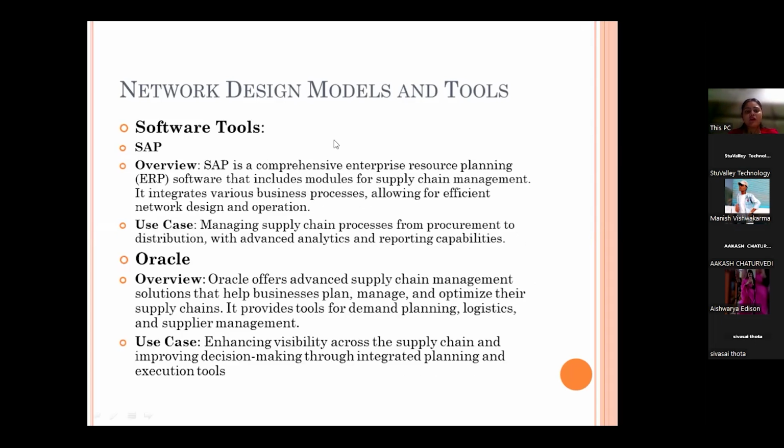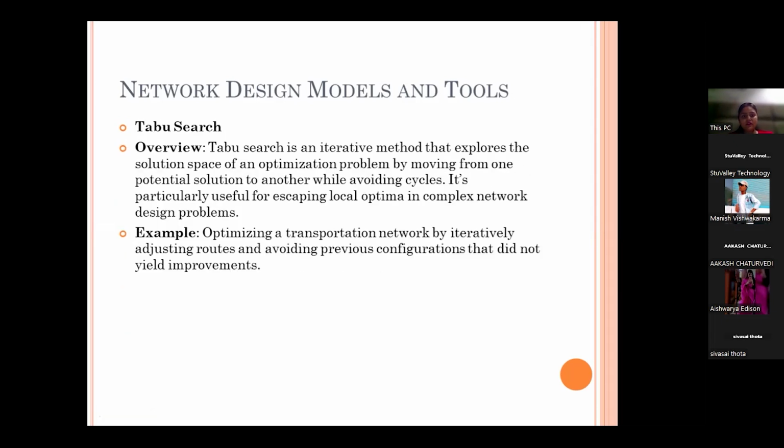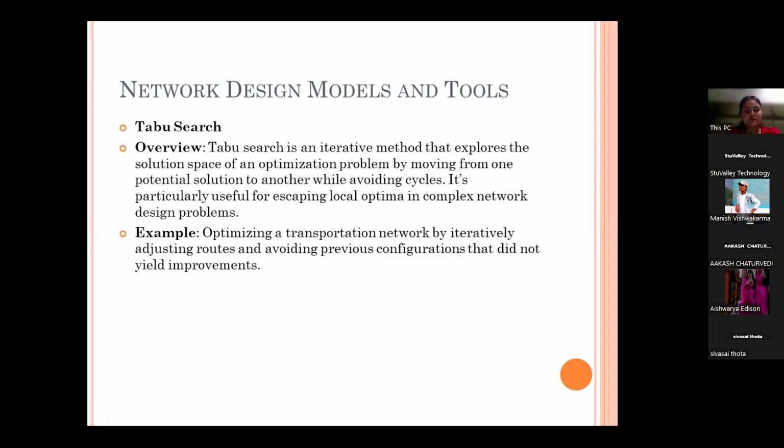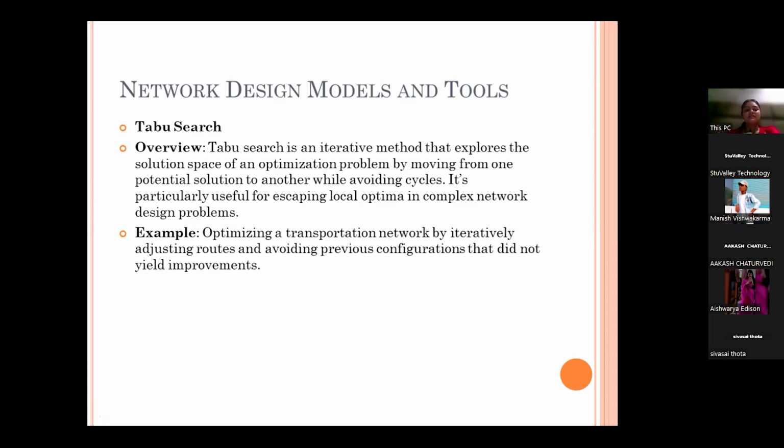So these are the software tools we already know: SAP, Oracle, Llamasoft, JDA. Now it is a part of Blue Yonder. I will cover these two slides in the next session. And please write down these two names: heuristic methods and the taboo search, and search on it. If there are any questions, I will love to answer. So any more questions?